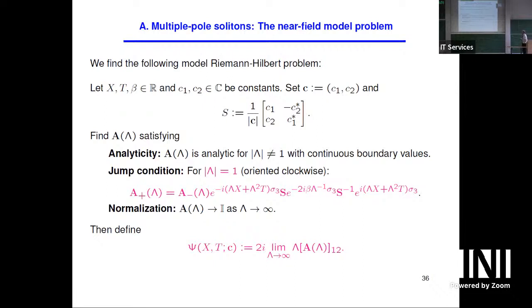And then we do a normalization. We pick the identity as lambda goes to infinity. And now I do the standard NLS extraction, right? You take the 1,2 entry of your matrix, you look at the 1 over lambda term, and then multiply by 2i, you get a solution of NLS out. I'm going to call that capital psi, and it depends on various things, including x and t.